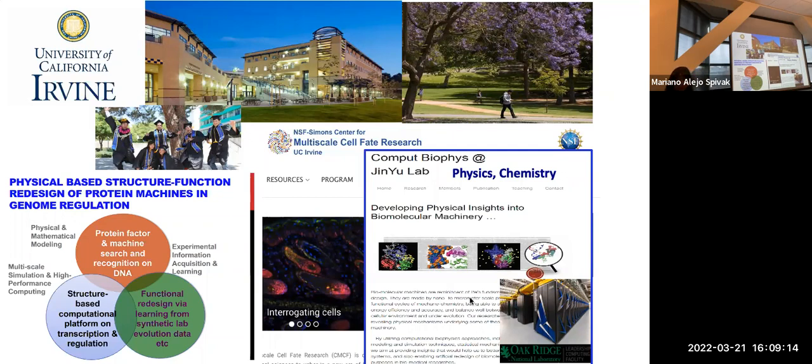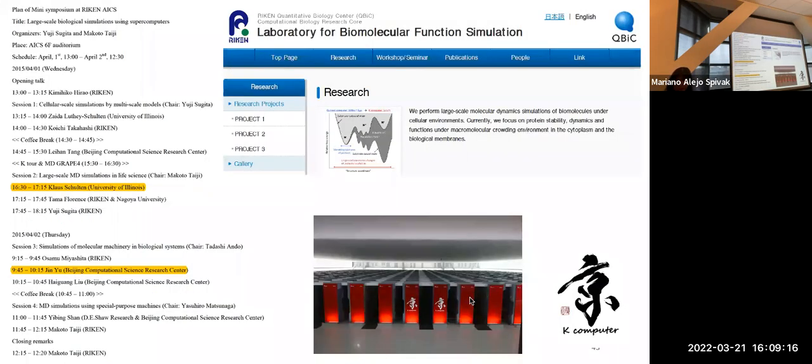In the end, I just want to mention that I'm so happy to come back, but unfortunately Klaus is not there anymore. The last time I met Klaus was when we were at Riken in 2015.